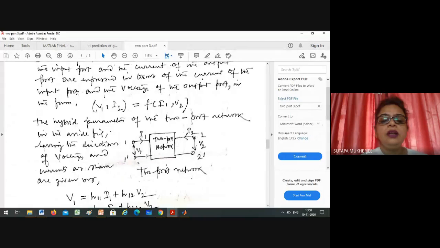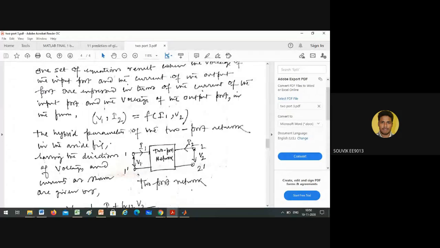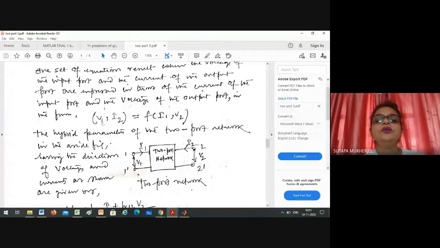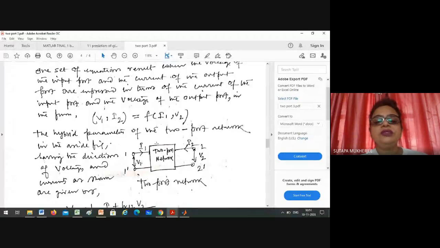Now if we express the parameter in small h, someone tell me what will be V1. Like in the ABCD parameter it was A, B, C, D, here the parameters are in terms of small h. So what will be V1? H11 I1 plus H12 V2. Right. What will be I2? H21 I1 plus H22 V2. Right. And what will be the matrix?